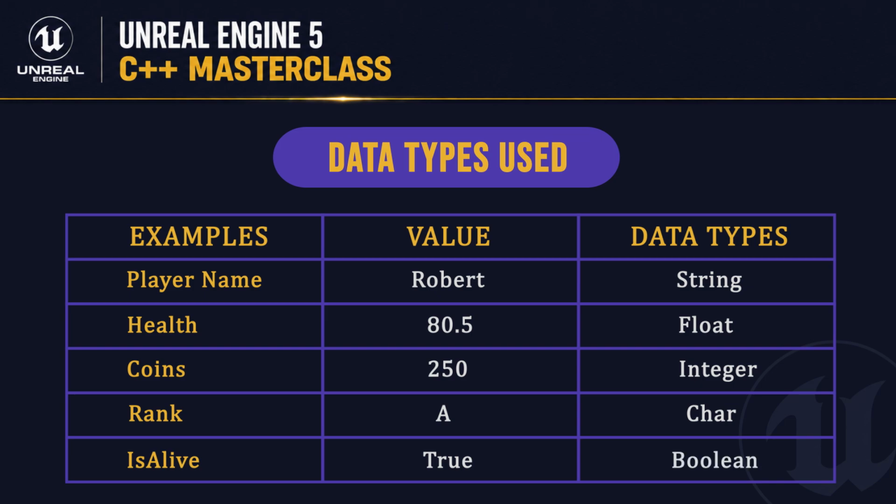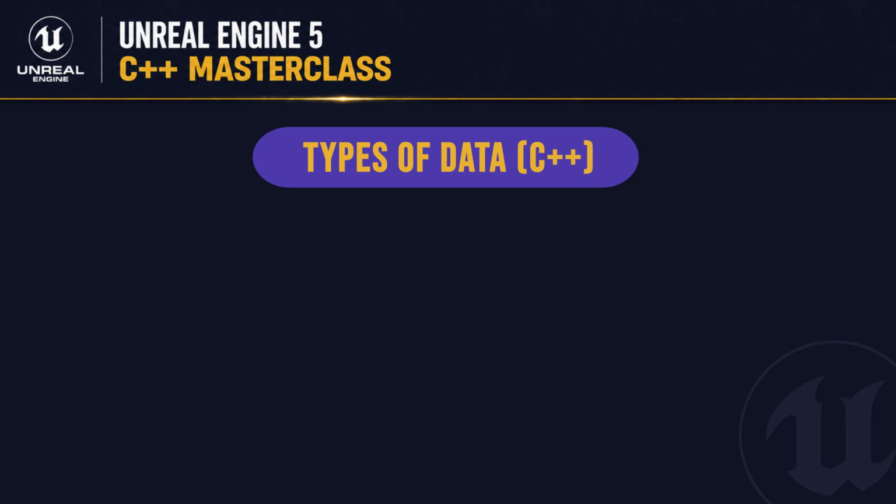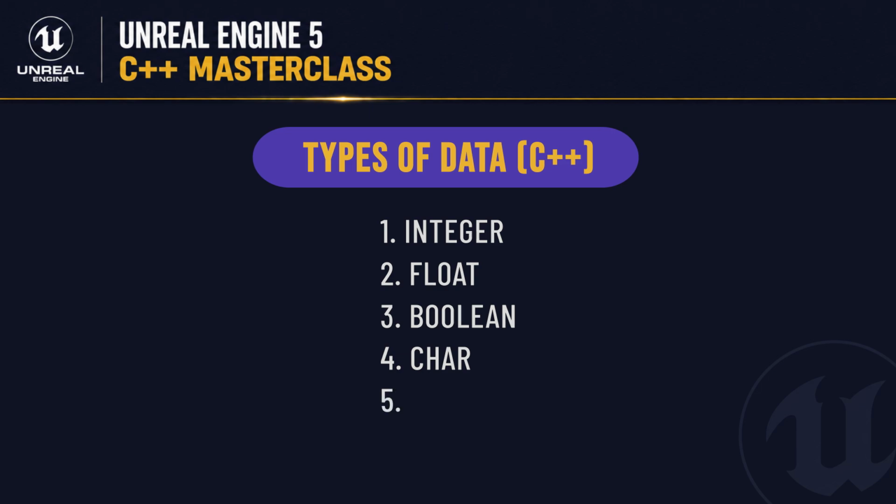This brings us to the next topic. Types of data in traditional C++. There are 5 commonly used data types: integer, float, boolean, char, and string. There is also one bonus type, called constant. A constant is simply a value that cannot be changed after it is defined. We will learn more about constants later in the course.